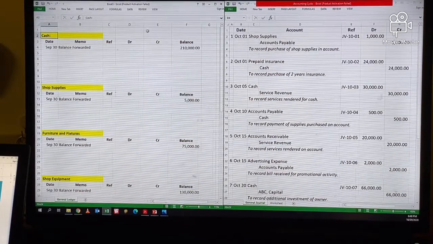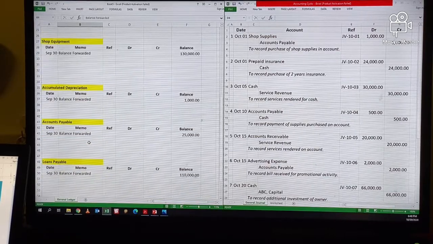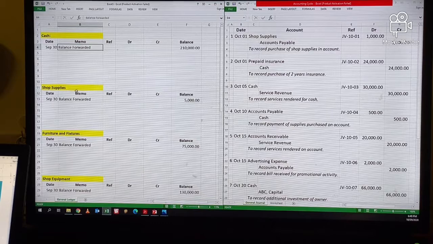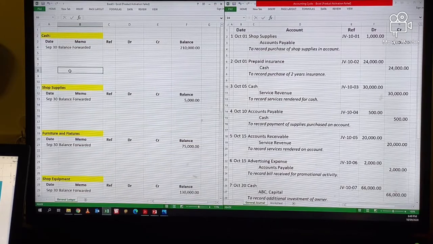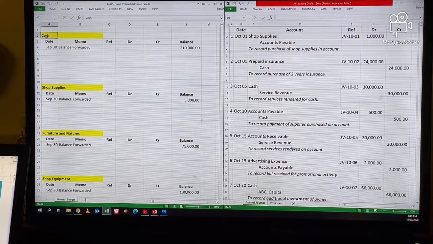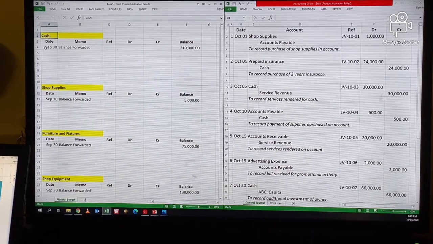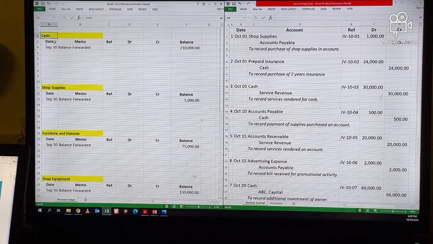Since we are in Excel, we'll just put all the GLs here one after another so you can see them. But for your accounting general ledger, you really record it in a 3-column worksheet or 3-column journal, and that is called the general ledger. Again, 1 page per account. So, this is the parts of your general ledger.